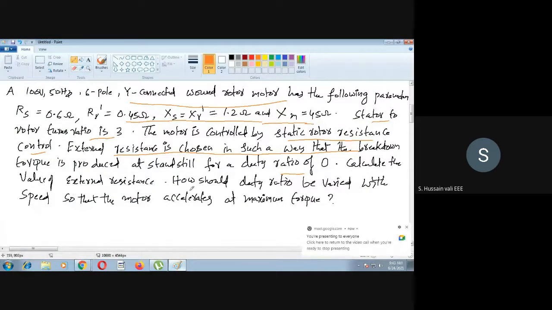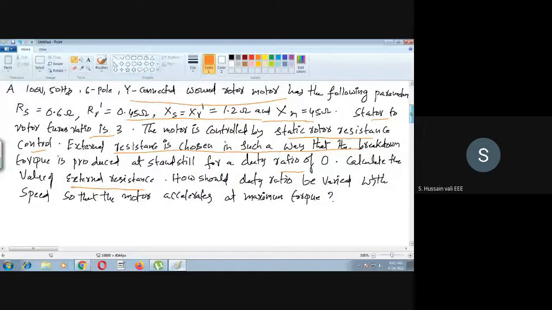That's the first question. Now, how should the duty ratio be varied with speed so that the motor accelerates at maximum torque? So the first question is that you have to calculate the external resistance. Then the job you will do is search for the equations which can give you the value of external resistance.